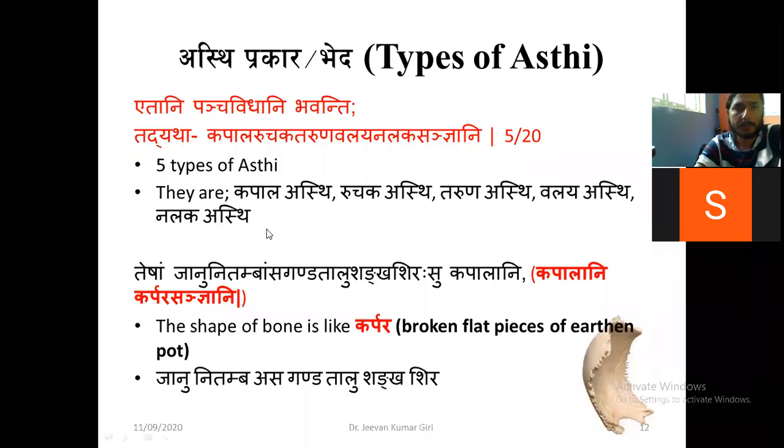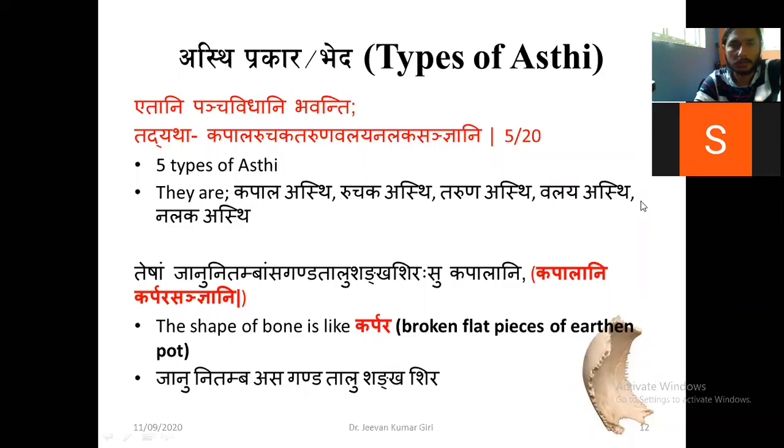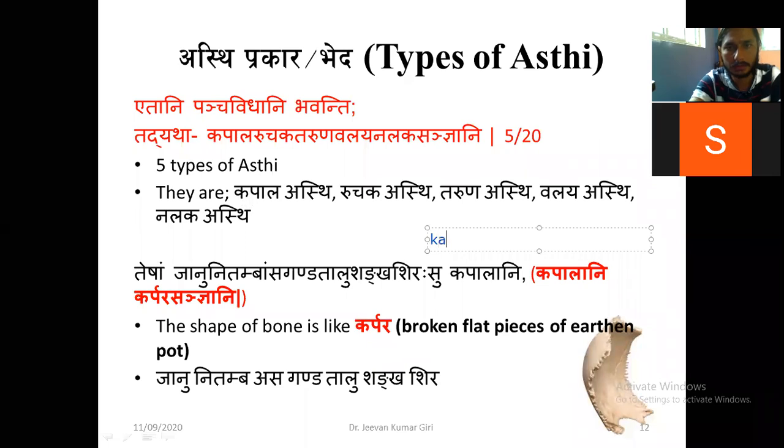Now see here. Where will you find the Kapala Asthi? Which bones are the Kapala Asthi? Next, we'll go for the individual types: Kapala, then Ruchaka, Taruna, Valaya, and Nalaka. Just write it down. Now see here, the first bone is the Kapala Asthi.